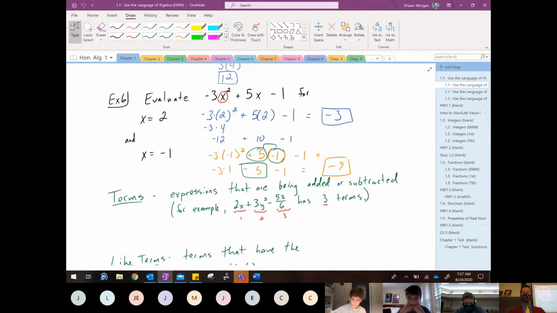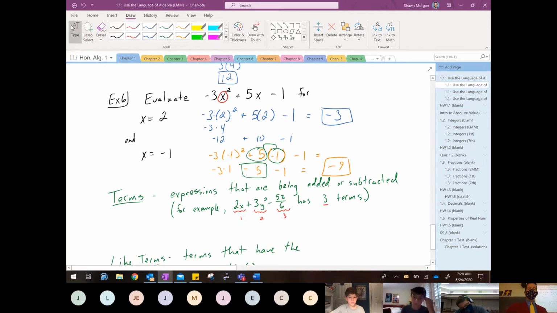Now, when we talk about the word terms, okay? Terms are things that are added and subtracted. Can we all write that down? Terms are things that are being added and or subtracted. Okay? And that's opposed to factors. Factors are things that are multiplied, right? Factors are things that are multiplied. Terms are added and subtracted. So the mnemonic device for that is: the word term starts with what letter? T looks like what operator? A plus sign, right? That's a reminder for us. Okay? So terms are things that are added and subtracted.